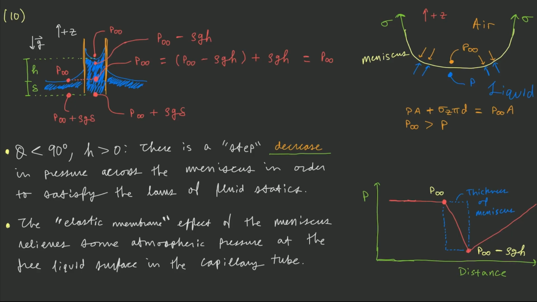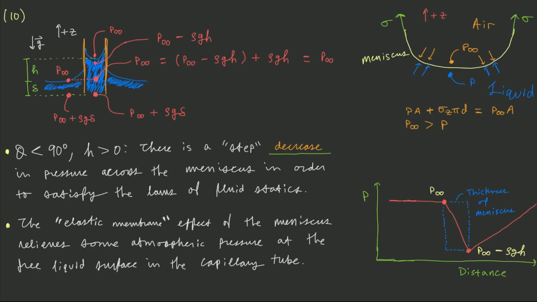So for example, we'll have atmospheric pressure above this meniscus, then we travel across this meniscus in thickness, and then right below the meniscus we have a pressure step decrease such that the pressure right below the meniscus is equal to that P infinity, that P atmospheric, minus rho gH, where H is the level above the free ambient surface that the liquid within the capillary tube rises to. Now, right after the meniscus, as we go down further into the capillary tube, hydrostatics applies as it normally does.